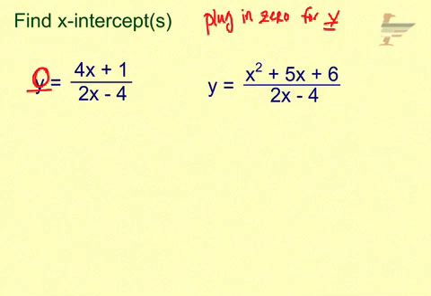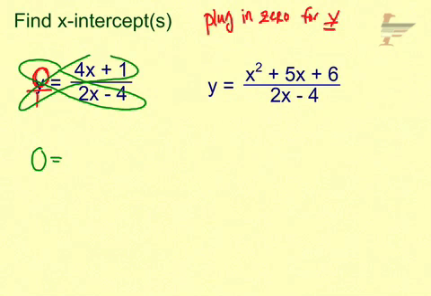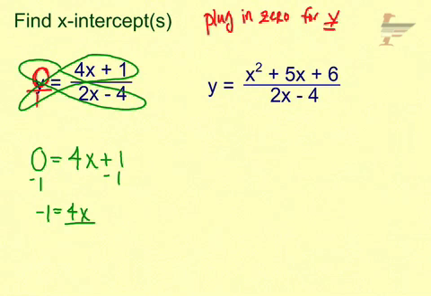One way to take a look at this is, let's go ahead and make this a fraction. When it's a fraction, we can cross multiply and say, let's take 0 times 2x minus 4, and 0 times anything is 0, equals 1 times 4x plus 1. And now I have a more simple equation to solve for x. We subtract 1, and then we're going to divide by 4. So we have x equals negative 1/4.